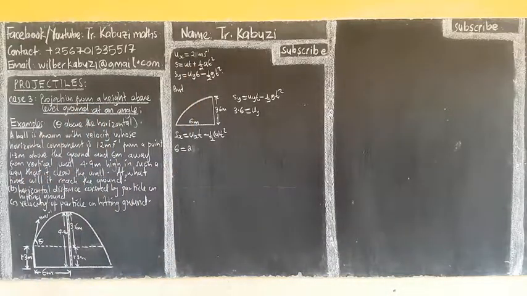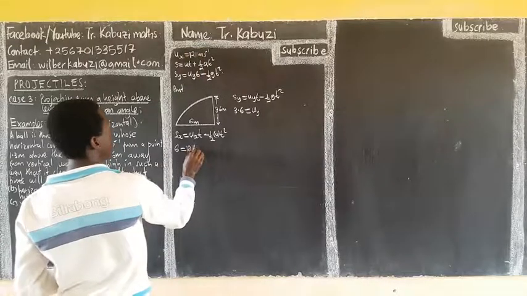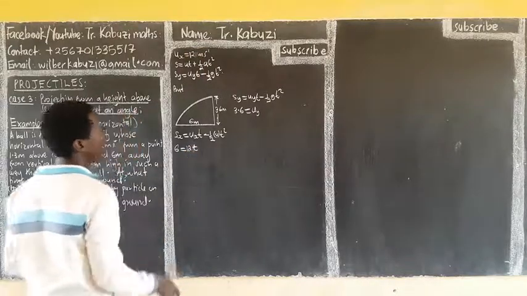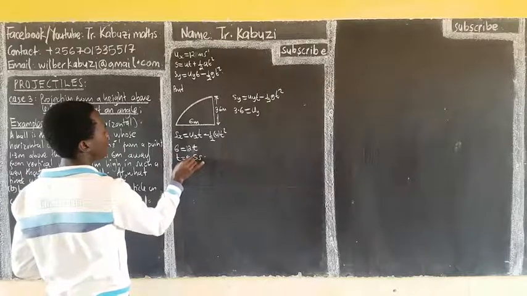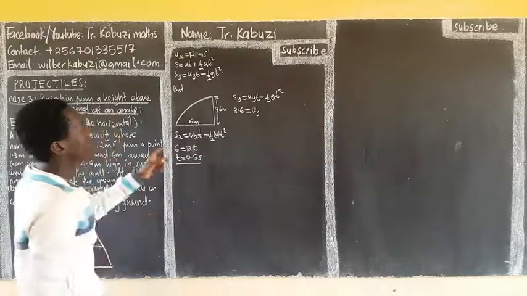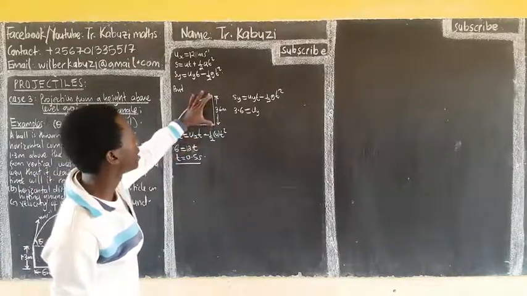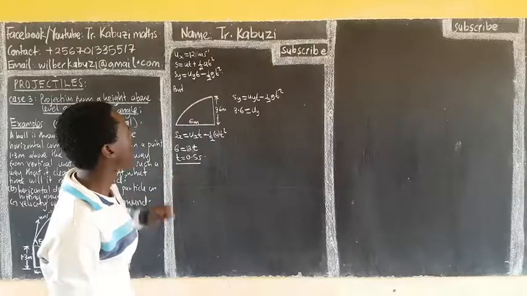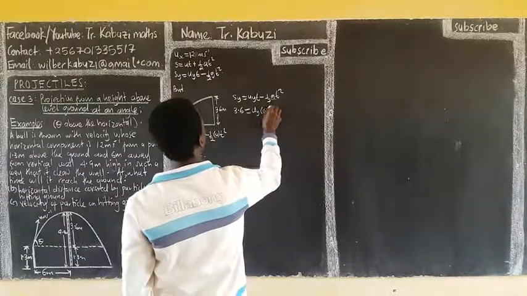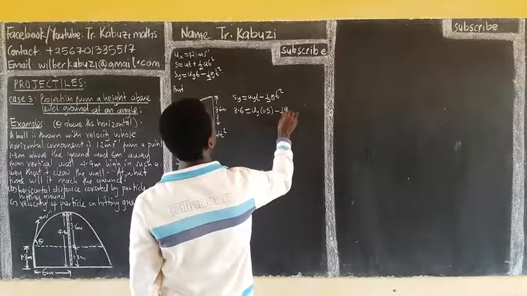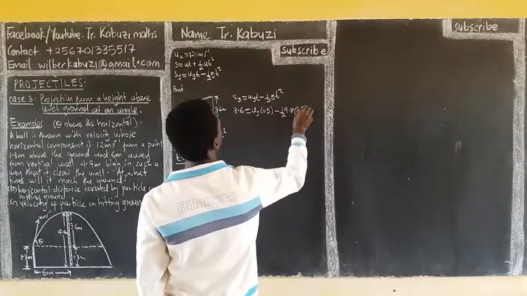So this is 12, and this one is 12t. So from here, our t is going to be 0.5 seconds. Meaning, the time we need for this to cover this is going to be 0.5 seconds. So now, here we are having 0.5, then minus 9.8 into 0.5, the whole squared.